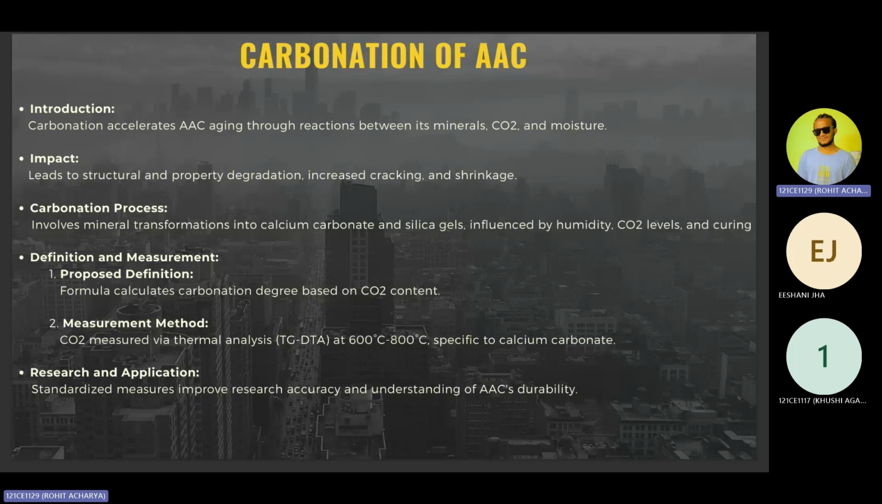Now, moving on to definition and measurement, like how carbonation is defined and measured in AAC. To monitor and manage carbonation, we first define it using a specific formula that calculates the degree of carbonation based on the carbon dioxide content present in the AAC. We measure this content through a method known as thermal analysis, which is performed at the temperature range of 600 degrees Celsius to 800 degrees Celsius. This method specifically targets the detection of calcium carbonate, which is taken as a key indicator of carbonation.